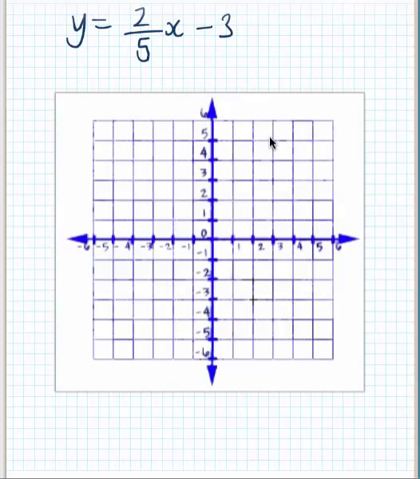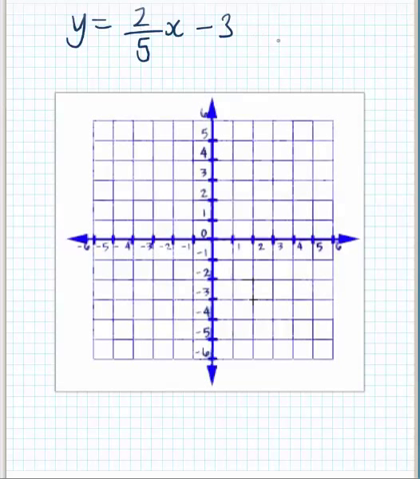So here's our next equation, and they're asking us to draw this linear equation using the gradient and y-intercept method. So if the question asks you to use a specific method, please make sure you use that method. Okay, so our first step is, is the equation in the form of y equals mx plus c? Yes, it is.